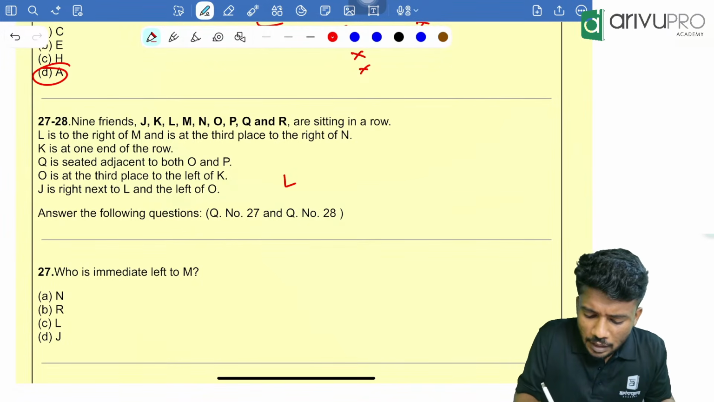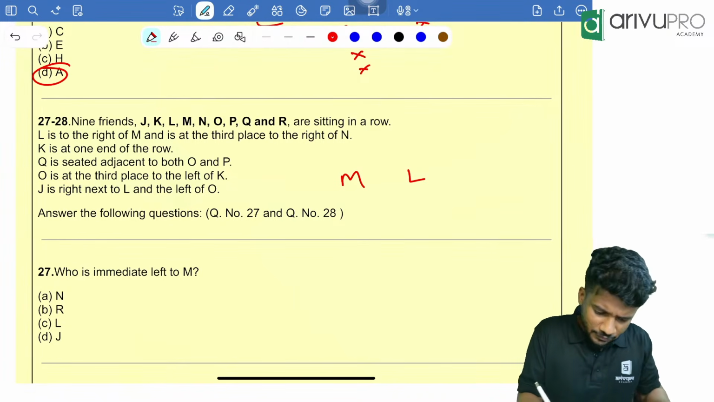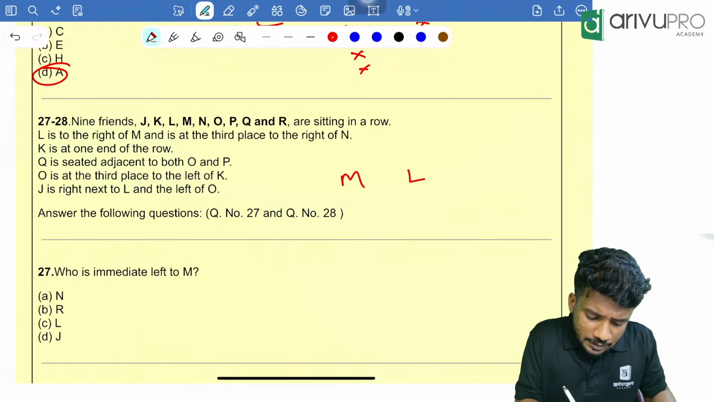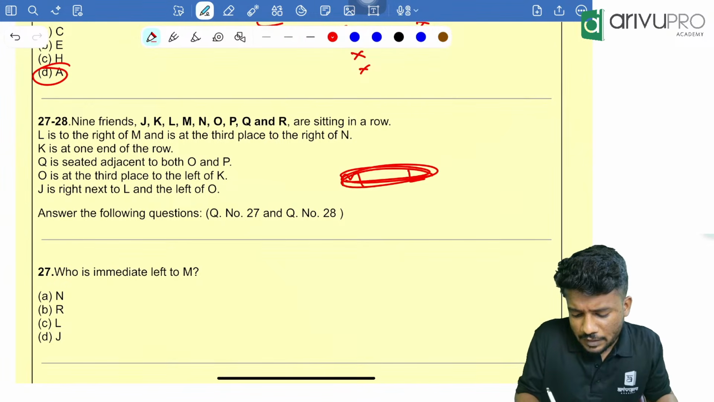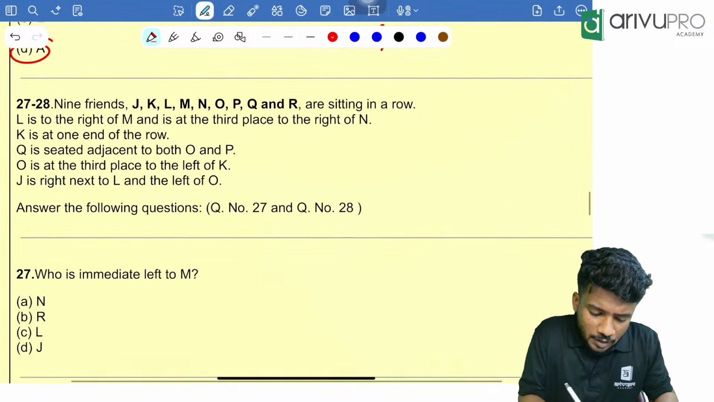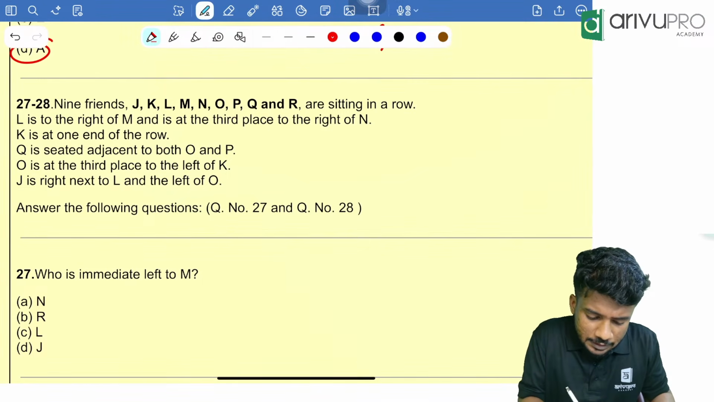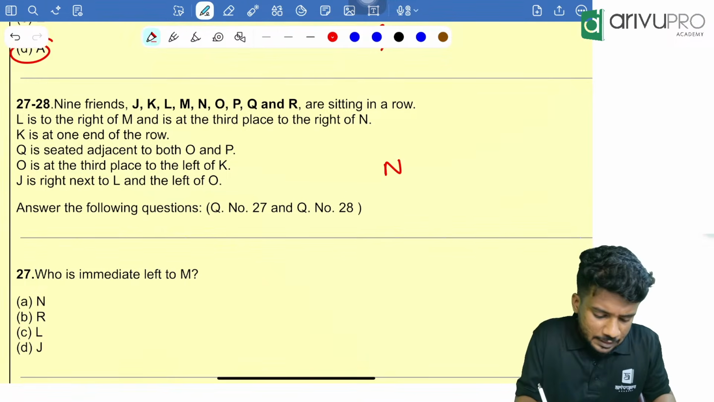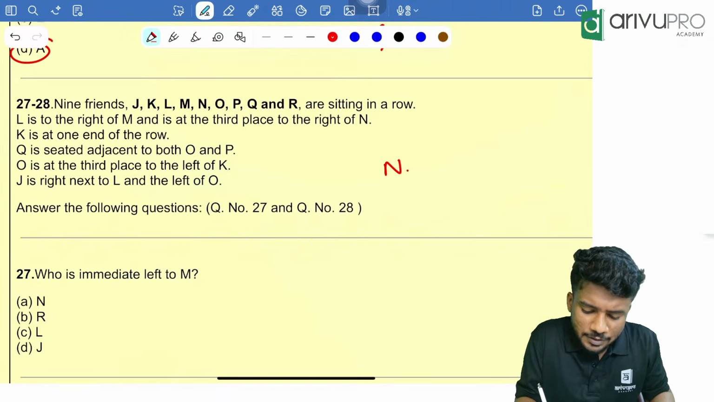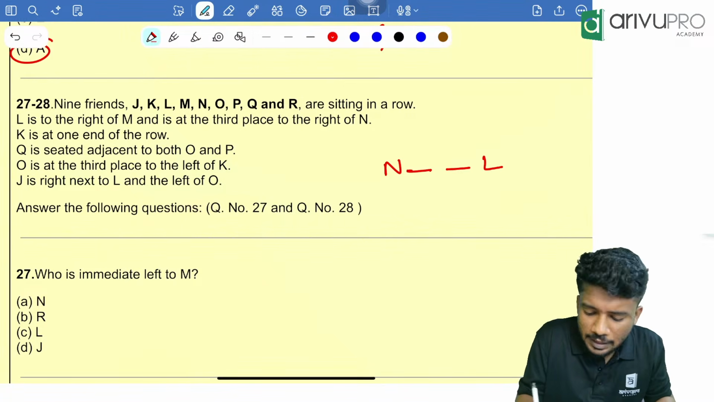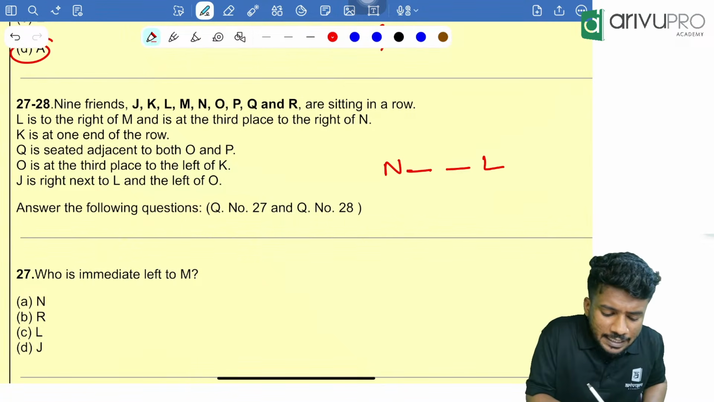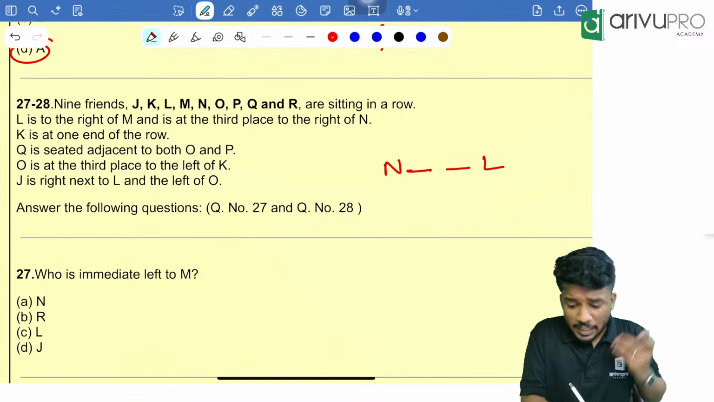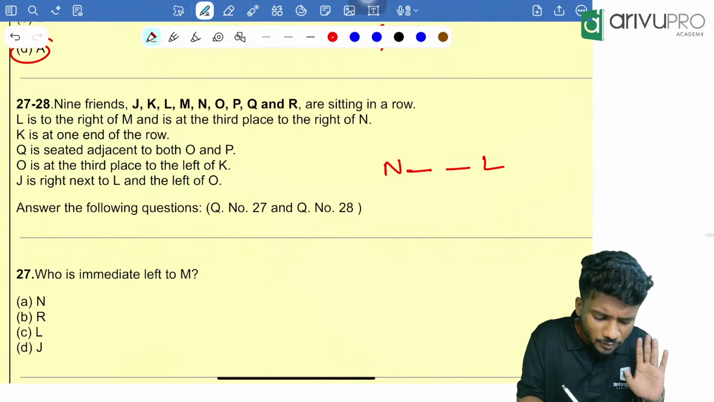L is to the right of M. If M is here, L is somewhere to the right of M. And L is at the third place to the right of N. We will start off with here. L is third place to the right of N. If N is over here, L is where? L is a third place to the right. First, second, third. L is over here. Then what is given? K is at one end of the row. We will check where is that.